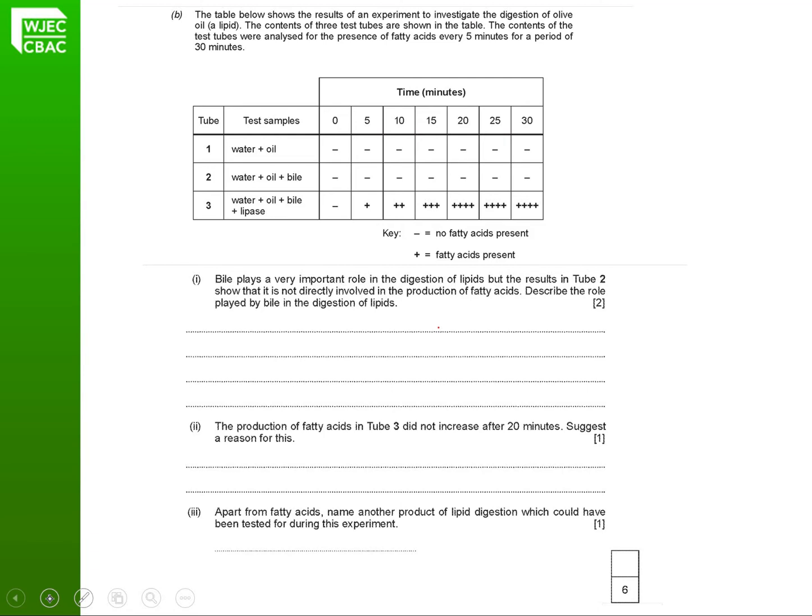So for part 1, bile plays a very important role in the digestion of lipids, but the result in tube 2 shows that it is not directly involved in the production of fatty acids. Describe the role played by bile in the digestion of lipids.